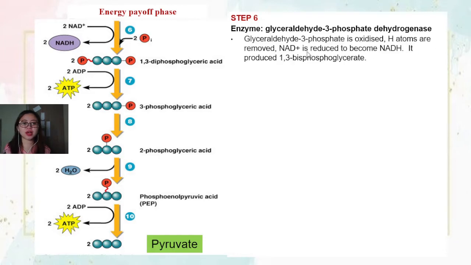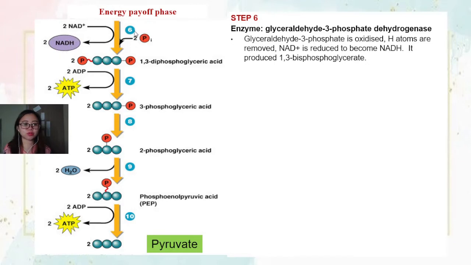Dehydrogenase, what's it gonna do? At this step, glyceraldehyde 3-phosphate is oxidized. So H atoms or hydrogen atoms are removed. NAD plus is going to be reduced to become NADH, and it produces 1,3-bisphosphoglycerate. So nama dia dehydrogenase, dia akan keluarkan hydrogen atom. Dan siapa yang terima hydrogen atom itu adalah NAD+. So it's going to receive that hydrogen atom and becomes NADH.